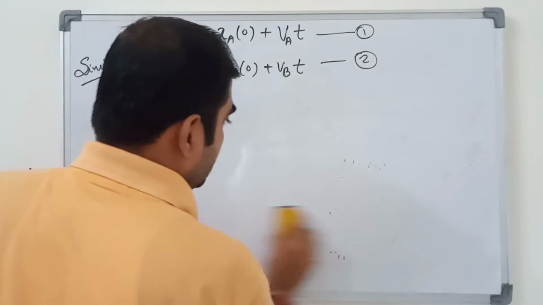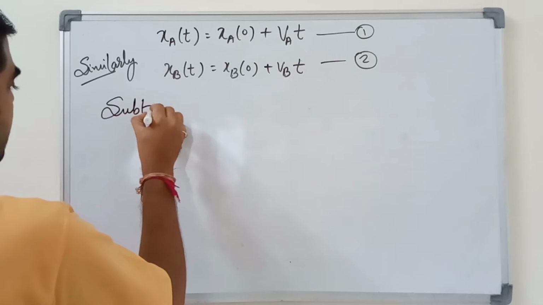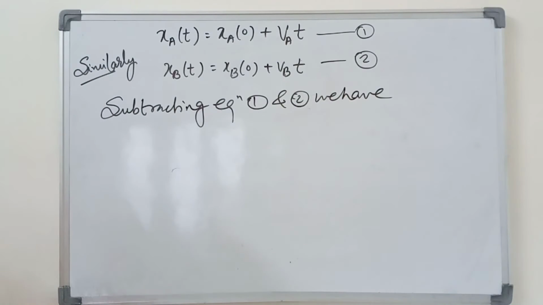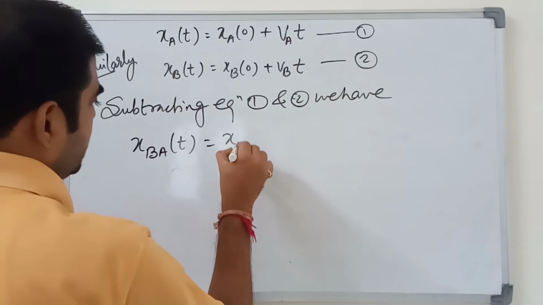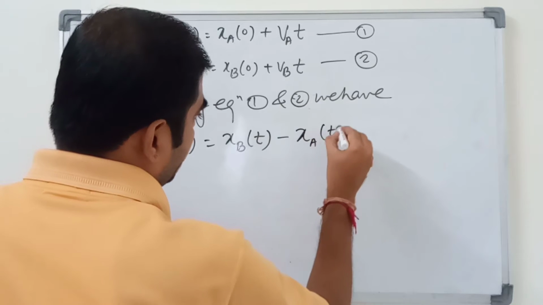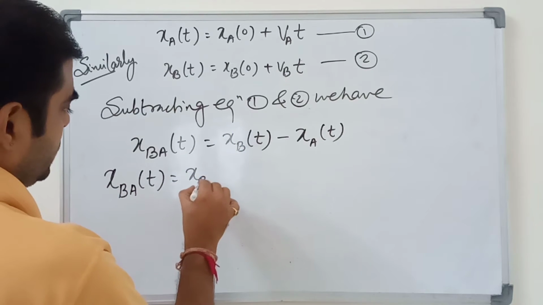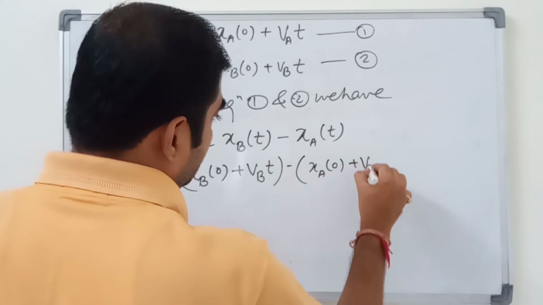Now subtract equation 1 and 2. Subtracting, we have xBA(t), which means the position of object B at time t with respect to the position of object A at the same time. So xBA(t) is equal to xB(0) plus vB t, minus xA(0) plus vA t.